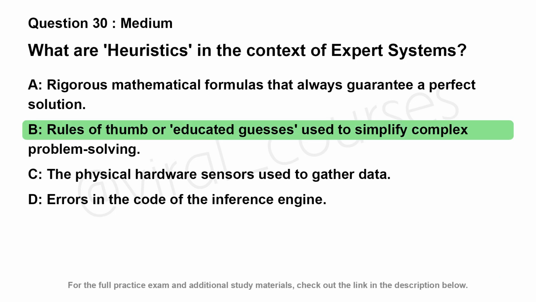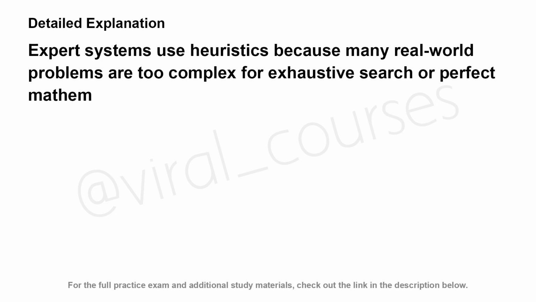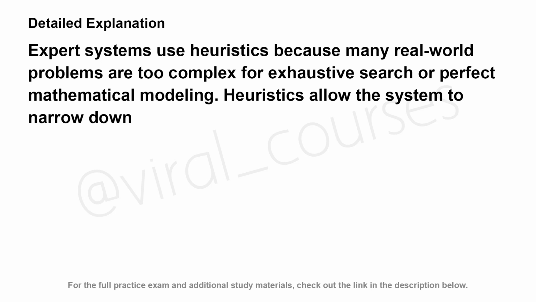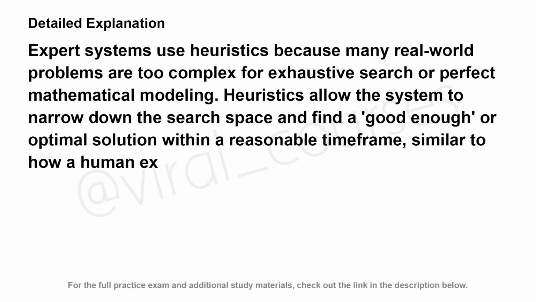The correct answer is B. Expert systems use heuristics because many real-world problems are too complex for exhaustive search or perfect mathematical modeling. Heuristics allow the system to narrow down the search space and find a good enough or optimal solution within a reasonable timeframe, similar to how a human expert relies on experience.